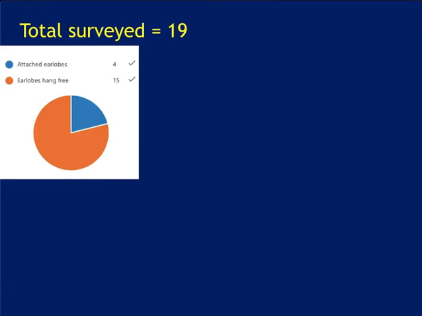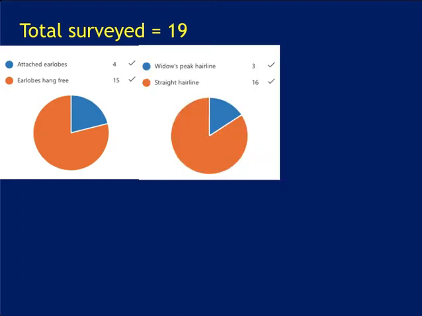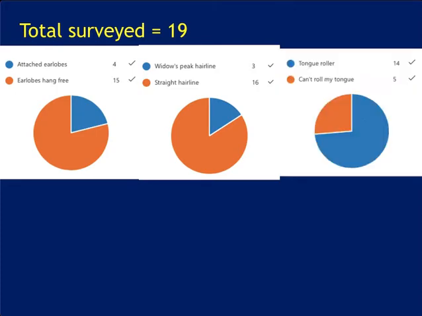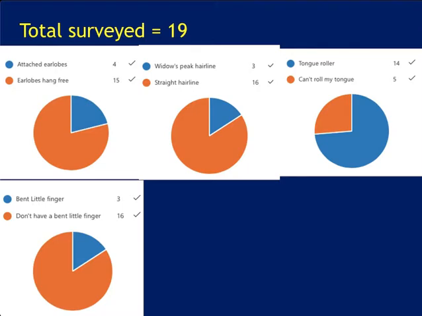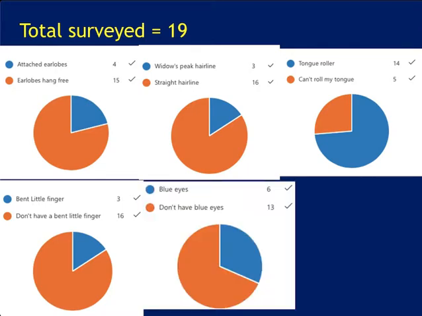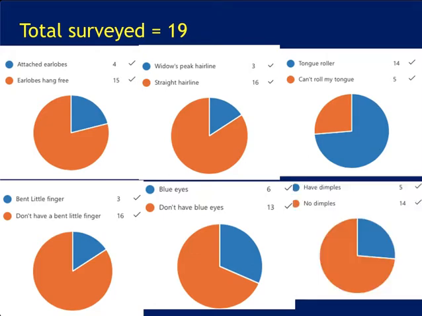So in total, we had 19 people that were surveyed, and 4 of the 19 have attached earlobes. 3 out of 19 have a widow's peak, which is the kind of V where your hairline is at the top of your forehead. We have 14 tongue rollers in the room. Wow. I am not one of those people. We have 3 individuals that have a bent little finger if they put their hand flat on the table. We have 6 blue-eyed people in our room, which surprised me. I thought we might have more.